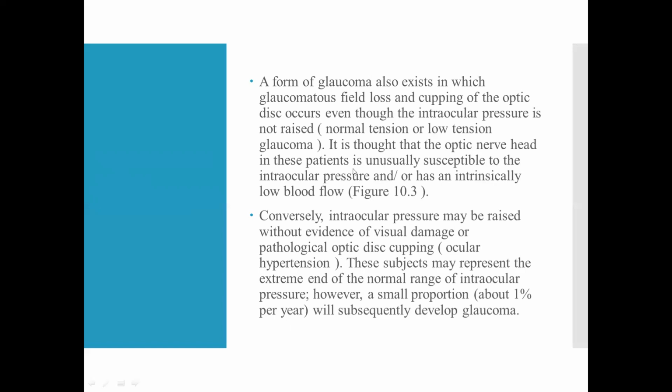Ocular hypertension. So here we've talked about two things. We said that there is a chance whereby you may have normal intraocular pressure but still develop glaucoma, and this is usually because the optic nerve is susceptible to the intraocular pressure. And there are also cases whereby the intraocular pressure may be raised, however, there is no visual damage or pathological optic disc cupping. This is what we call ocular hypertension. This is not going to be glaucoma. This subject may represent an extreme end of the normal range of intraocular pressure. However, a small proportion, about 1% per year, will subsequently develop glaucoma. So basically, they may have high intraocular pressure, but they are not going to have glaucoma at the time. However, there is a high chance that they are subsequently going to develop glaucoma in the future.